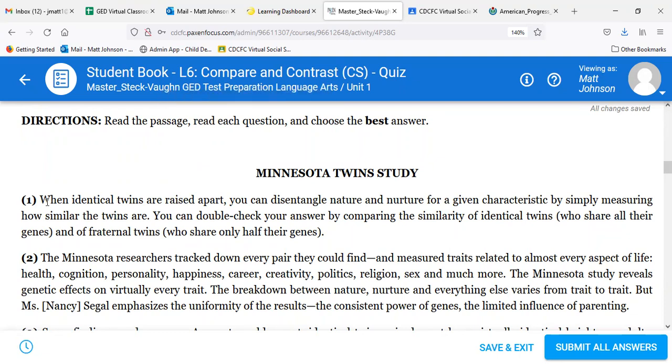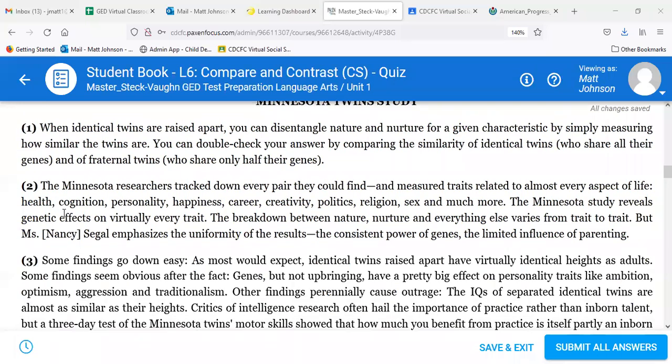So the Minnesota researchers tracked down every pair they could find and measured traits related to almost every aspect of life: health, cognition, personality, happiness, career, creativity, politics, religion, sex, and much more. The Minnesota study reveals genetic effects on virtually every trait. The breakdown between nature, nurture, and everything else varies from trait to trait. But Miss Nancy Segal emphasizes the uniformity of the results, the consistent power of genes, the limited influence of parenting.